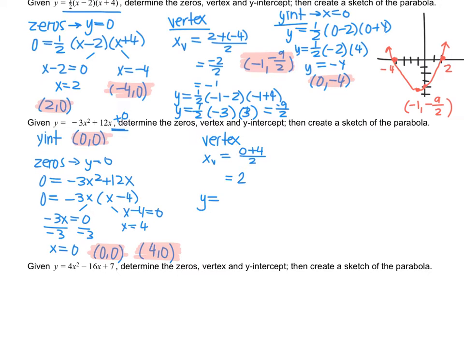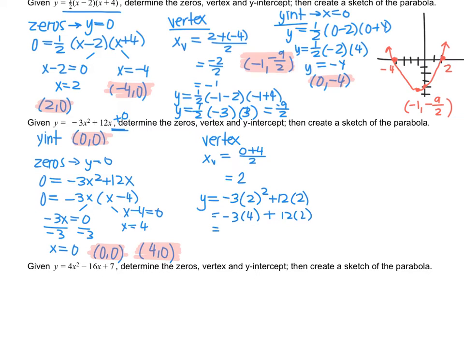And it doesn't matter what equation you choose. You can sub it into the original standard form or into the one that you have factored. I'm just going to go into my original one. So -3 times 2 squared instead of x squared plus 12, and then instead of x I put a 2. And now follow BEDMAS, that's very important. So I'm going to do 2 squared first to get 4.